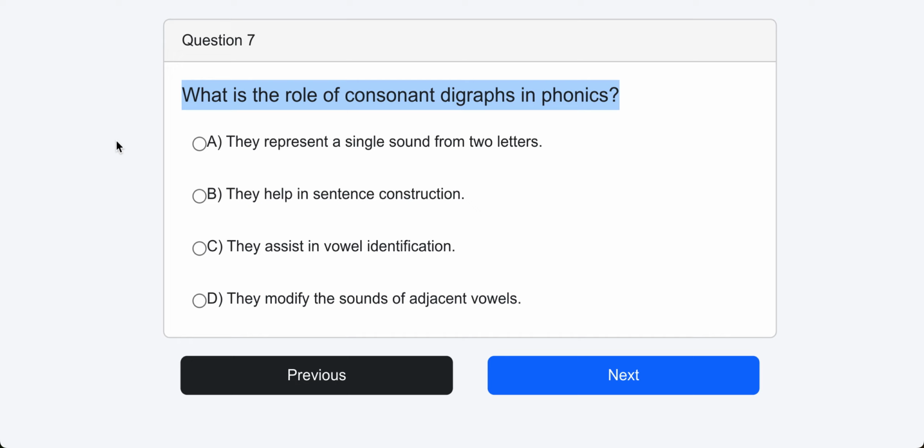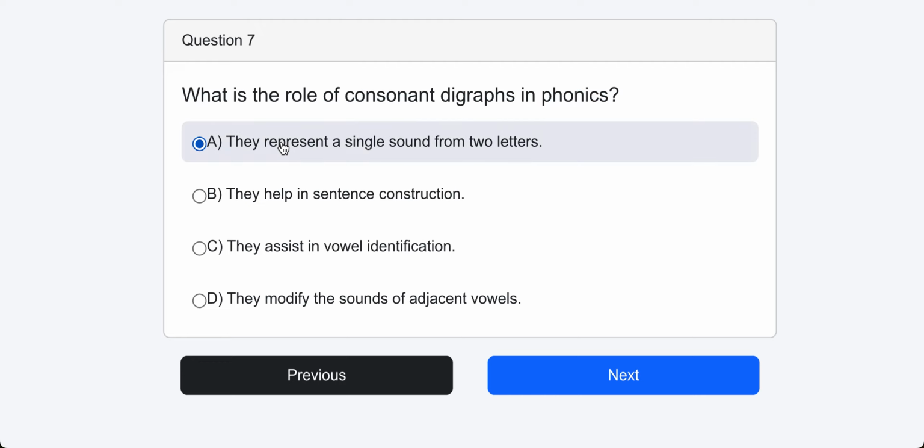Remember that consonant digraphs are 2-letter combinations that represent a single sound. And this is going to be really important for our students to continue to level up in their phonics instruction. For question number 7, we're going to go ahead and select answer option A. They represent a single sound from 2 different letters.